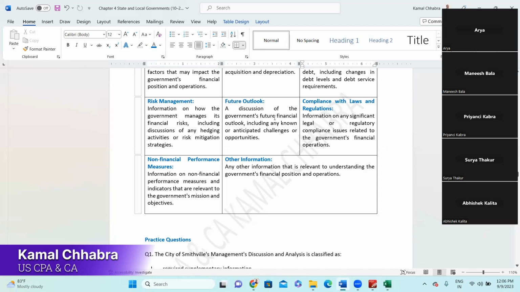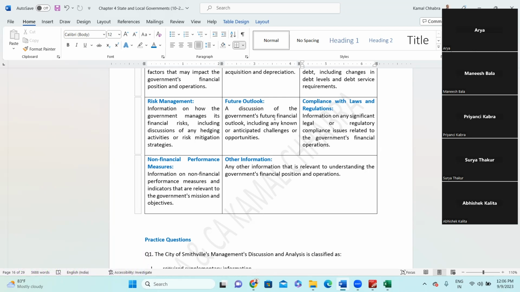Clear. Next one is future outlook. Future outlook means in the next 3 years, 5 years, 10 years, 20 years, what all activities you want to do and what will be the number of those activities. So that is called future outlook. A discussion of the government's future financial outlook, including any known or anticipated challenge or opportunity. That means 3 years down the line, maybe year over year, you may have future plans, budgets, and outlook. That also you need to disclose so that users of the financial statement understand more about the going concern, and the direction in which the entity or organization is planning to move forward, right?